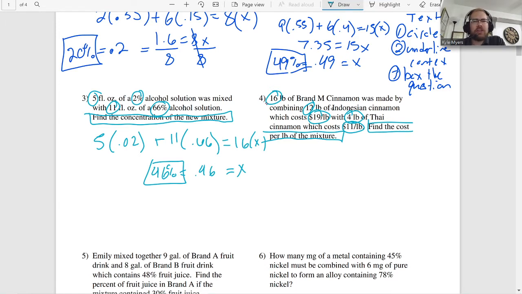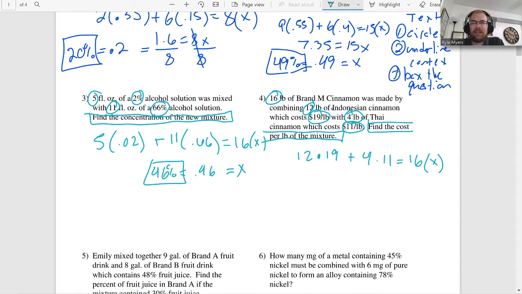They just started with the mixture, and they told us the mixture. They didn't need to tell us the mixture amount, though, because it's 12 pounds and 4 pounds, which add up to 16. So 12 pounds times 19, plus 4 pounds of Thai cinnamon, which costs $11 per pound. That's going to give me 16, and x, which is going to be the amount per pound of the mixture.